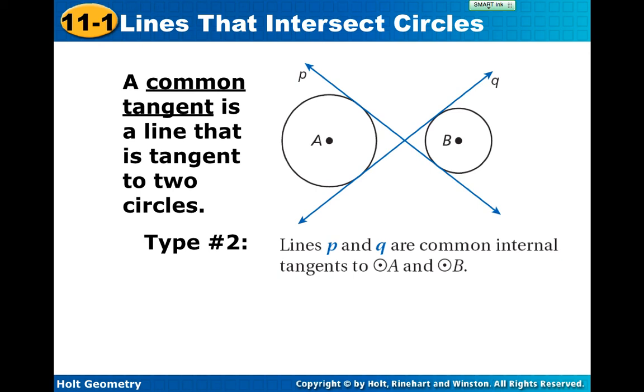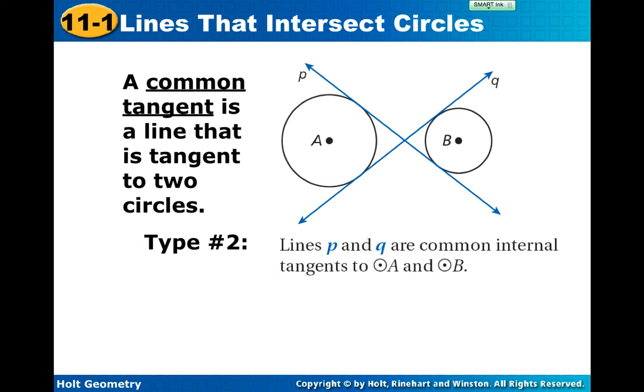Is it a common internal or external tangent line? Internal, because it does cross the segment from center to center. So the green one was a common internal tangent line, the blue were common external tangent lines. The circles were externally tangent. Okay, erase that one.